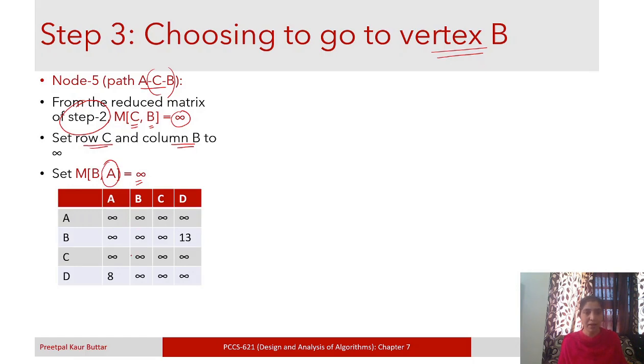So here row C is infinity and column B is infinity, and also C comma B, row C and column B. B comma A is infinity, and the rest of the values we have copied from the reduced matrix of step 2. Now we can reduce this matrix.